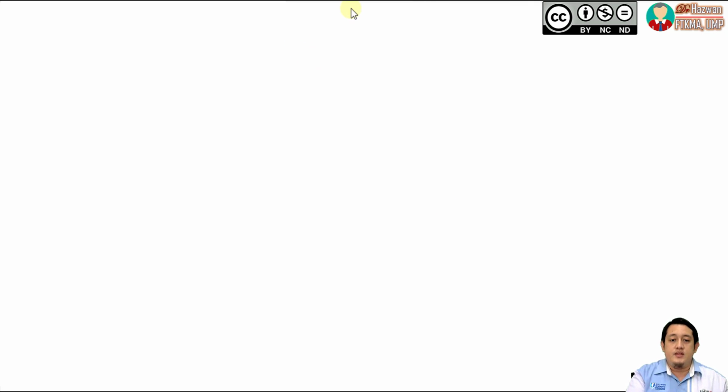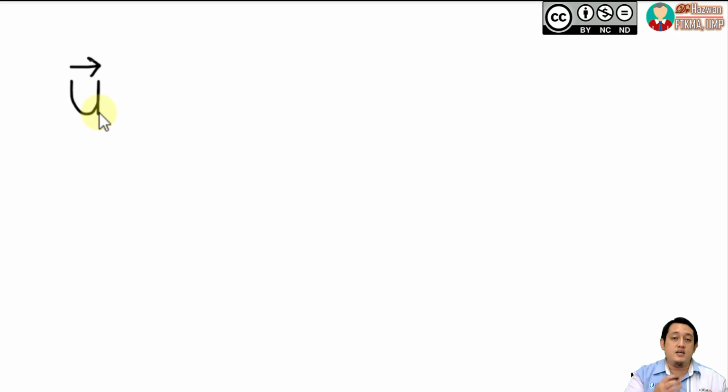A unit vector is labeled as small u. Do not use any other symbol. For a unit vector, we compulsorily use small u here. And because it is a vector, again we need to have an arrow above this symbol here.